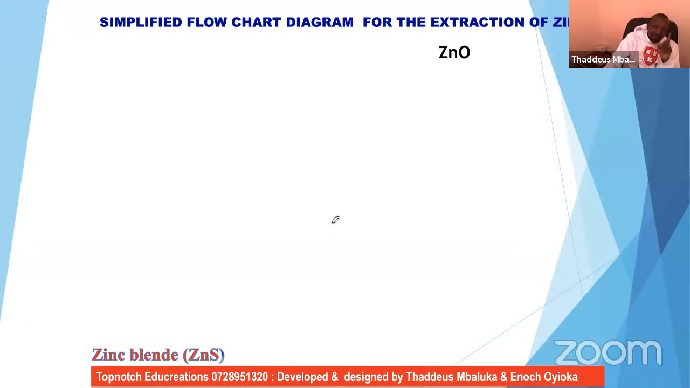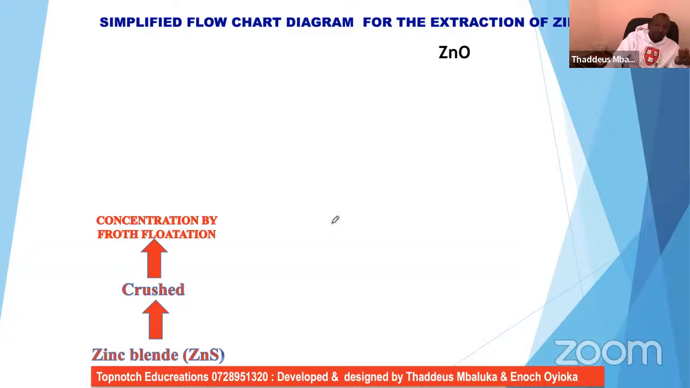Yes. So we have zinc blende. The first step, what do we do? As usual, we crush it into powder. You crush, then you concentrate it by froth flotation.